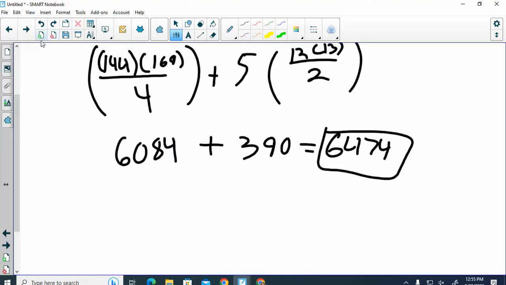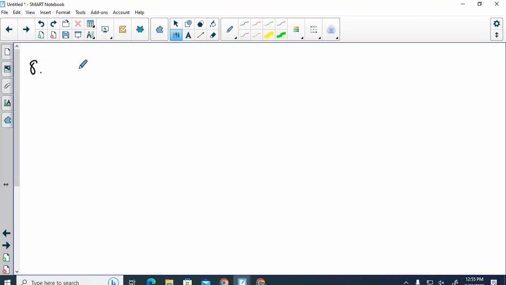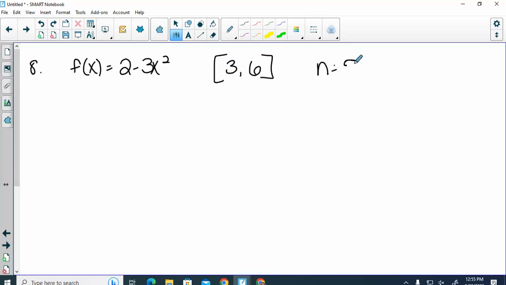So, this one has 2 parts. Know how to find left, right, and midpoint sums. On this one, I only asked you to do the right and the midpoint, but I could ask for any of the 3 or all 3. And then I got done with the left-hand one because I read left, right, midpoint up top. So we're doing it on the interval 3 to 6, and the n is 5.